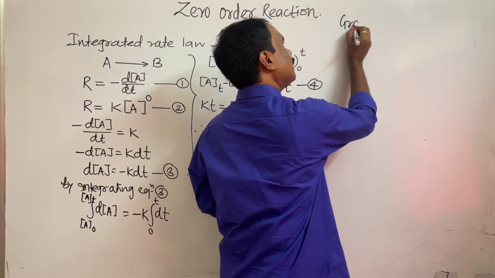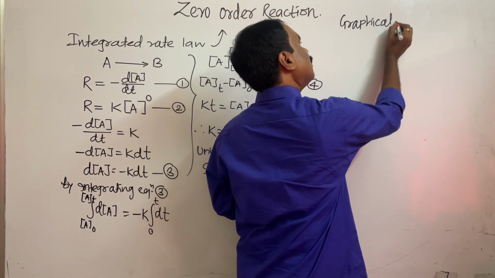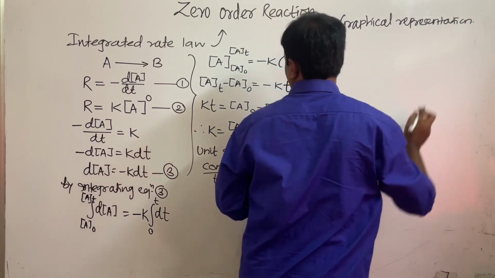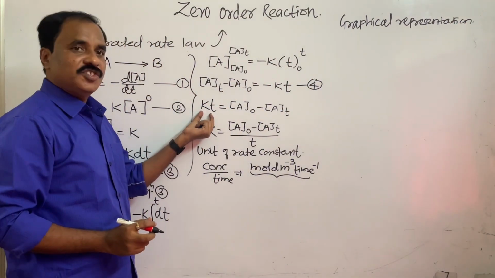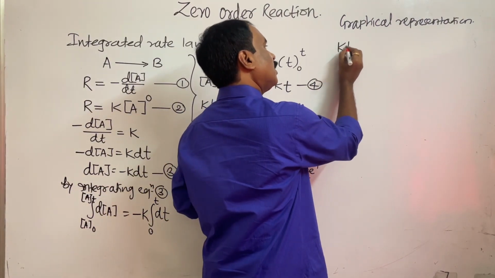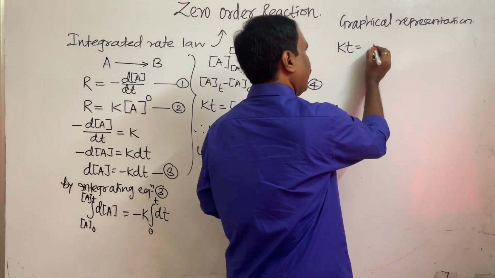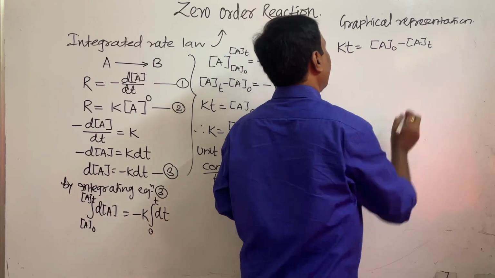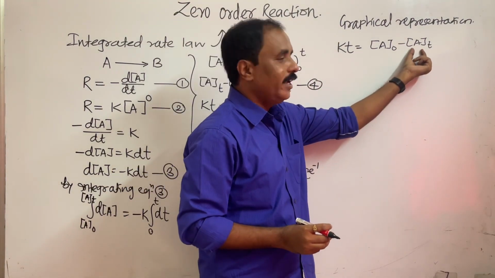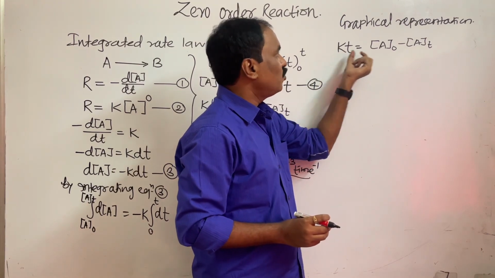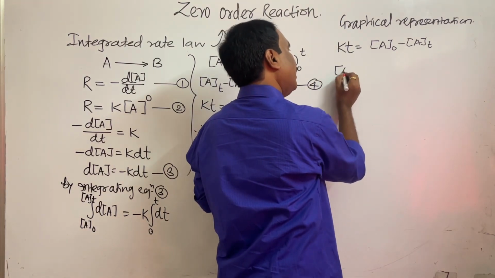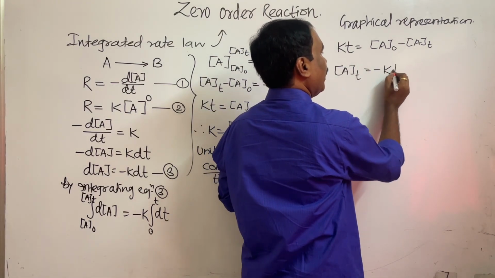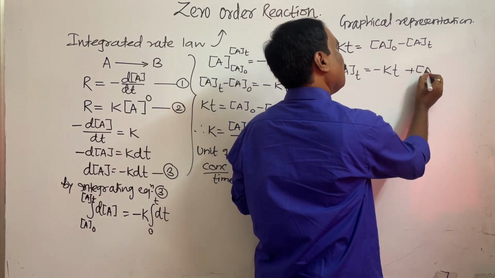Graphical representation. I will take this equation: kt is equal to A0 minus At. I will shift this At to the left hand side and kt to the right hand side. So here it will be At is equal to minus kt. This one is already positive, that is A0.